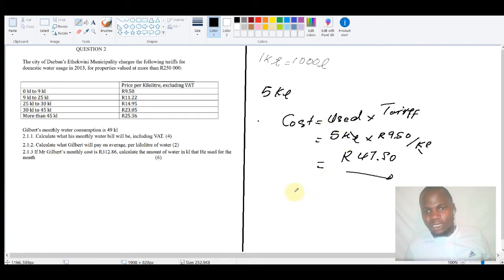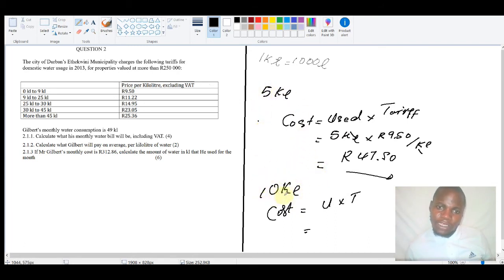Now let's see example 2. If we use 10 kiloliters of water, remember we want to calculate the cost of 10 kiloliters of water. You say used times tariff. The used here is 10 kiloliters of water. Then you go to your tariff table. Now we have to split this, because you have 10 kiloliters, according to the ranges of those tariffs. Different kiloliters of water will be charged at different rates.